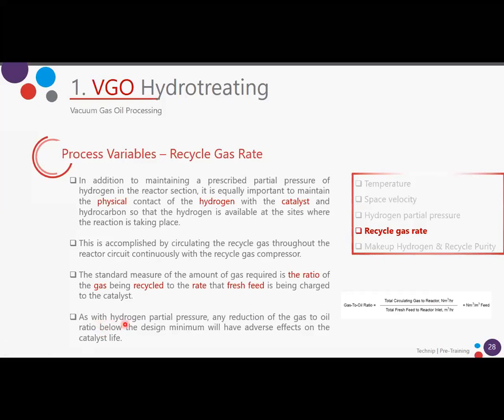So as with hydrogen partial pressure, any reduction of the gas to oil ratio below the design minimum will have adverse effects on the catalyst life. So these two are linked, and they are quite important, these three, okay? Because it talks about the recycle, the hydrogen in the recycle, and also the purity, okay?